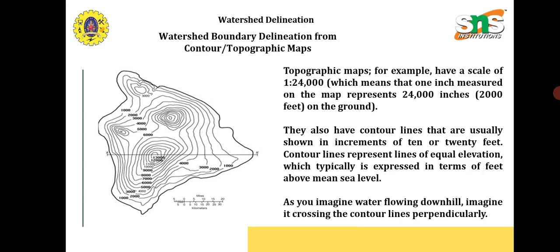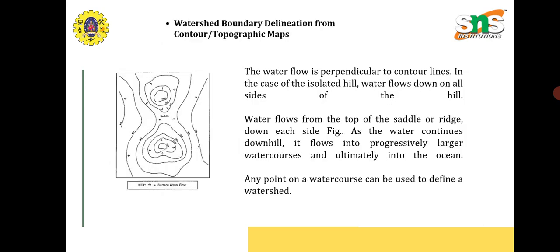As you imagine the water flowing downhill, imagine it crossing the contour lines perpendicularly. Watershed boundary delineation from the contour or topographic map: the water flow is perpendicular to the contour lines. In the case of an isolated hill, the water flows down all sides of the hill. As the water continues downhill, it flows into progressively larger watercourses and ultimately into the ocean. Any point on the watercourse can be used to define a watershed.